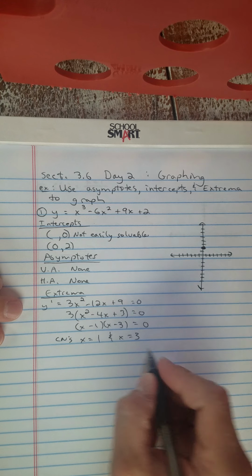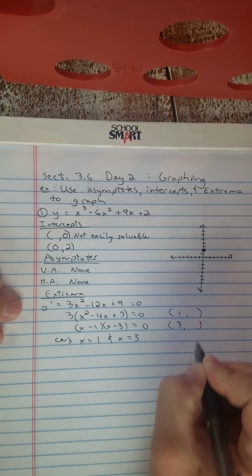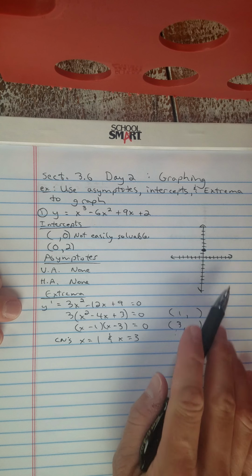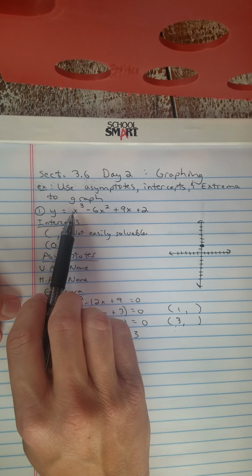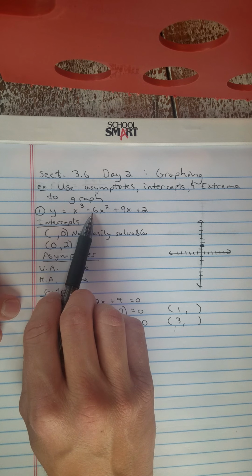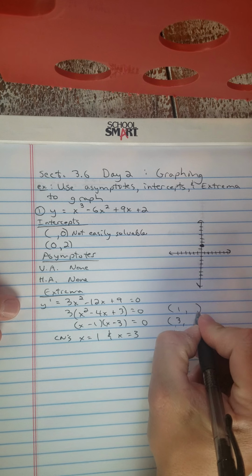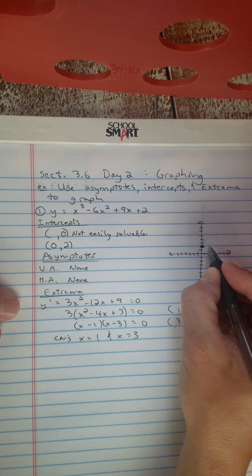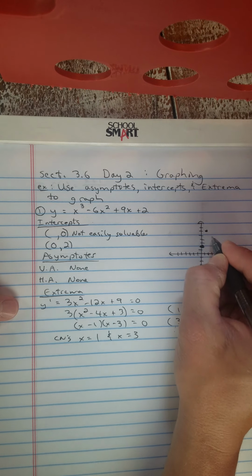Those are my critical numbers, right? But if I take them, 1 and 3, and plug them back into my original function, I will get their corresponding y values and the locations of some more points here. So when you plug in 1, you get 1 minus 6 is negative 5, plus 9 is 4, plus 2 is 6. 1, 6. So if I'm graphing here, over 1, up 6 is right there.